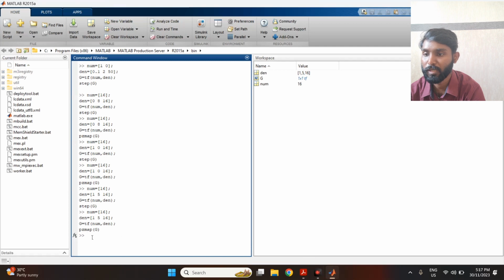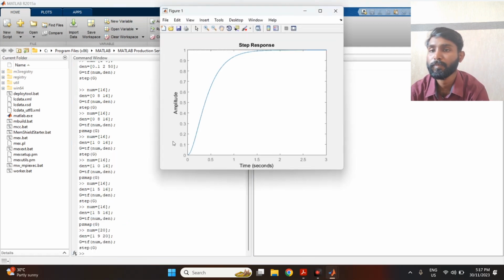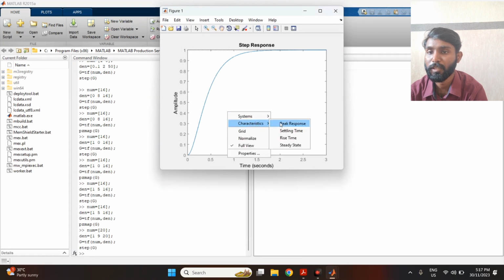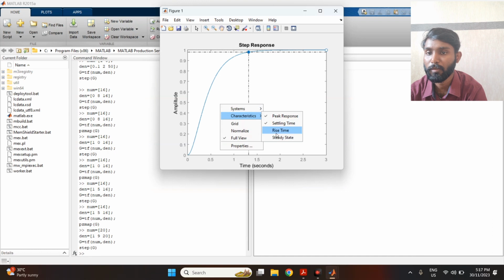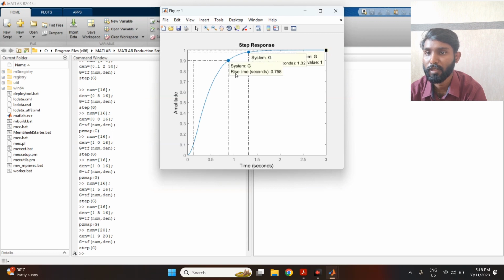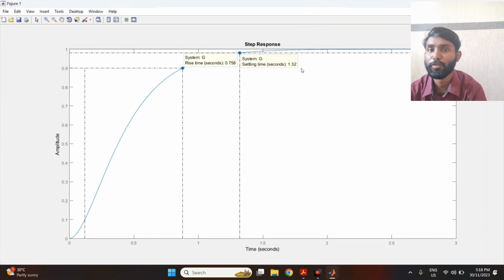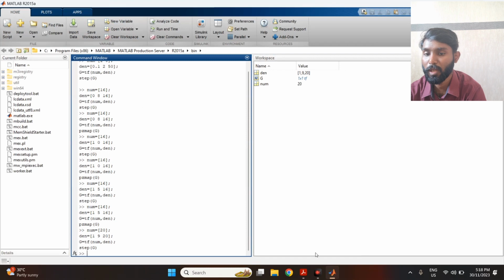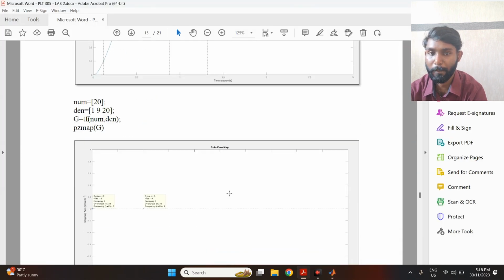I'll paste it here, enter. We have to insert the peak response, the settling time, rise time, steady state. So here the rise time is 0.758, the settling time is 1.32, the final value is 1. So this is it. Now we have to go for the pole zero map.